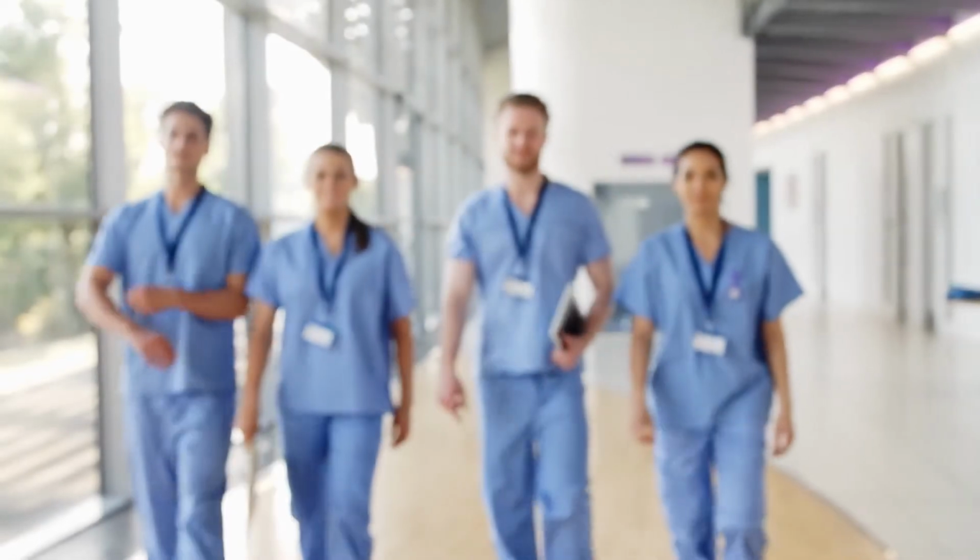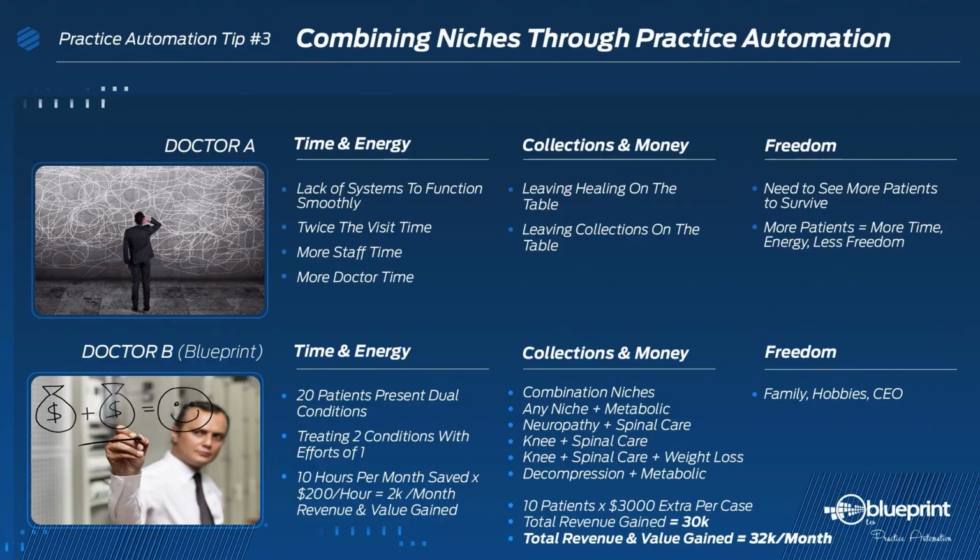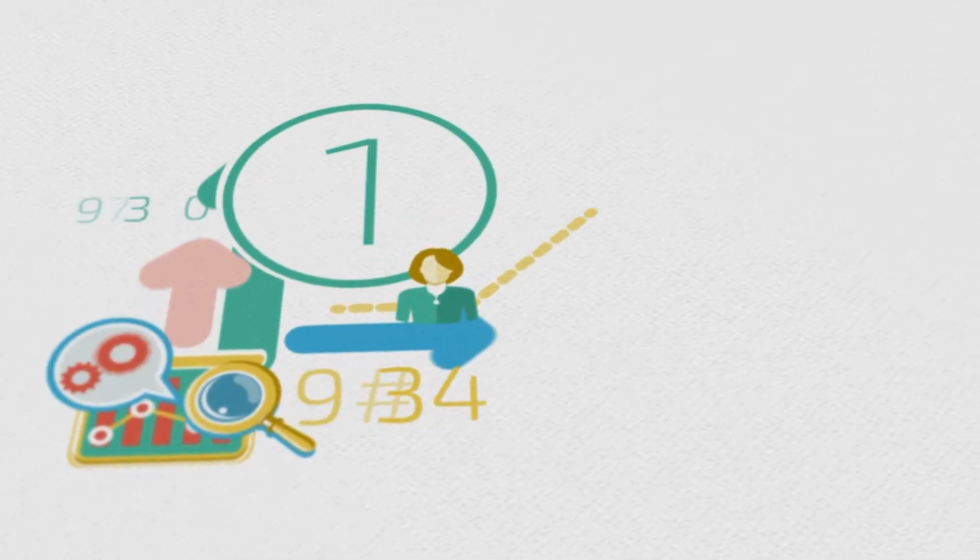Let's not even talk about the staff. How many more staff you need, how much more staff attentive time they need on the patient. If you equal that, that's a lot more money saved in value on a monetary standpoint for hours spent treating dual conditions in the practice with not having any systems online and at home. So let's look at collections and money.